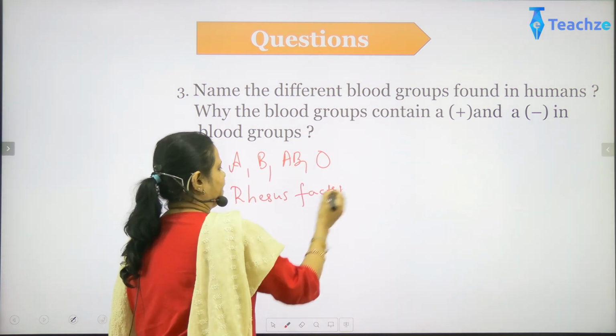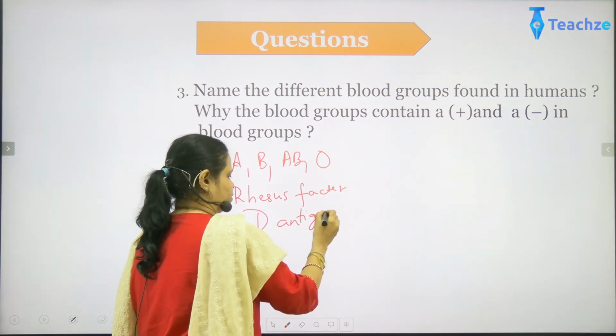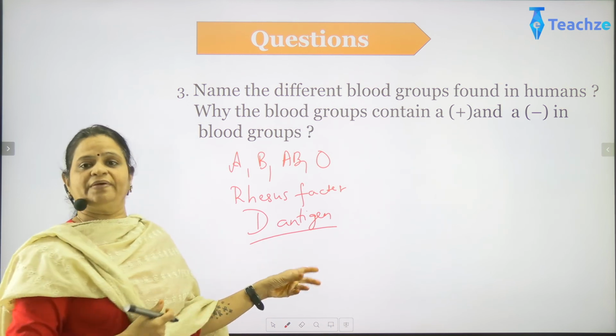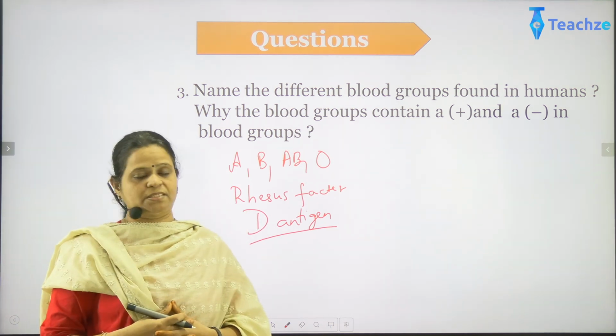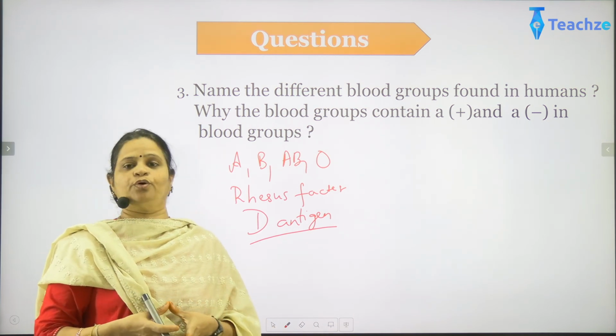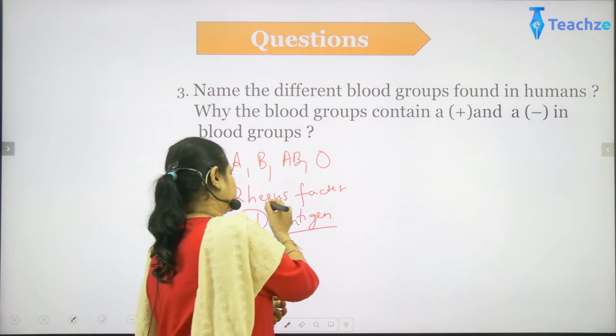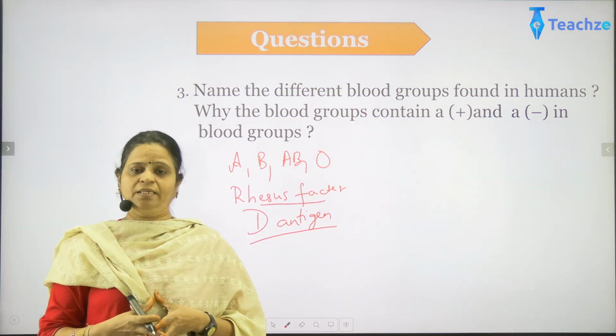And it contains another antigen which is called the D antigen. Now if this D antigen is there, it is positive. If it is not there, then it is described as negative. It comes from the rhesus monkey, which is why it is also called the rhesus factor. It's given here. Now this is all about the questions to be answered.